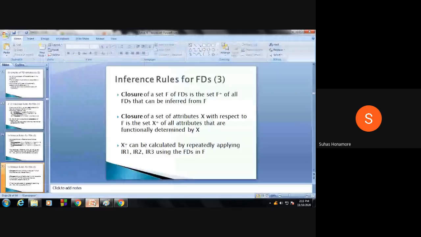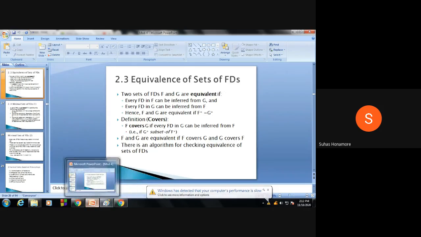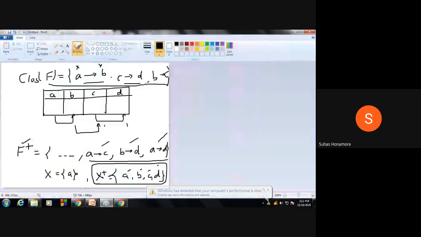Then suppose we have two sets of FDs, F and G. We'll say both are equivalent, though sometimes they may or may not be. We'll say both are equivalent when F can be inferred from G and G can be inferred from F. Inferred is nothing but the closure kind of things we are doing.